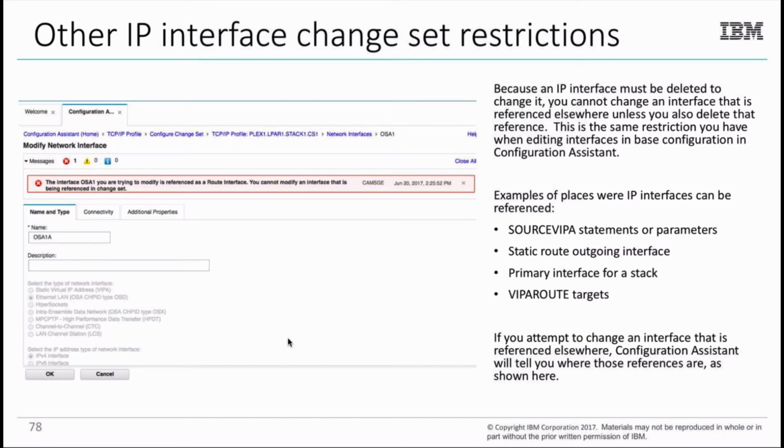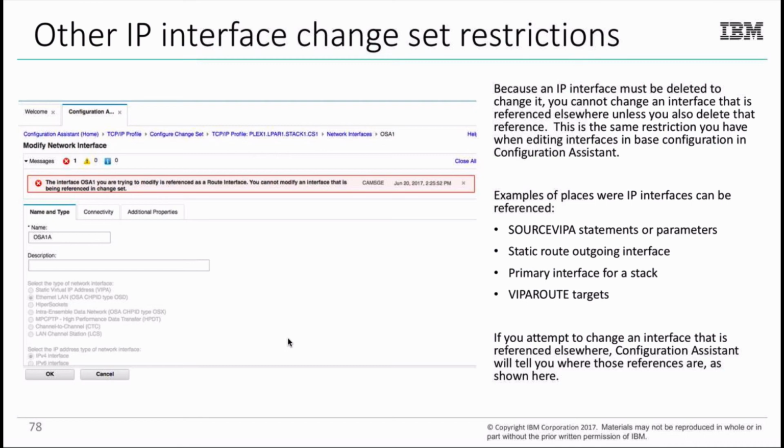Now there are other change set restrictions for IP interfaces as well. Because an IP interface has to be deleted to change it, you cannot change an interface that's referenced elsewhere, unless you also delete that reference. This is the same restriction you would have if you change the name of an interface in base configuration. So examples of where IP interfaces are referenced, like you can't change an interface that's a source VIPA, a static route outgoing interface, a primary interface for a stack, or a VIPA route target, unless you delete that reference in the change set as well.